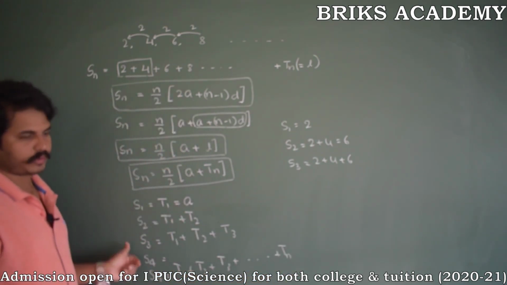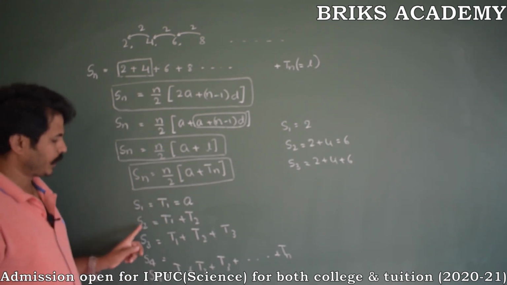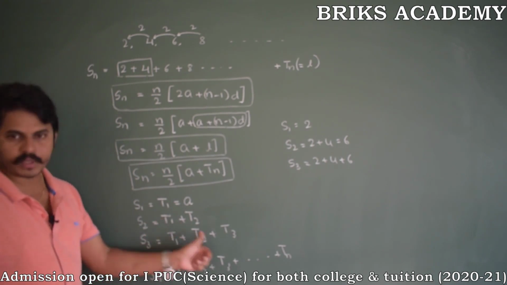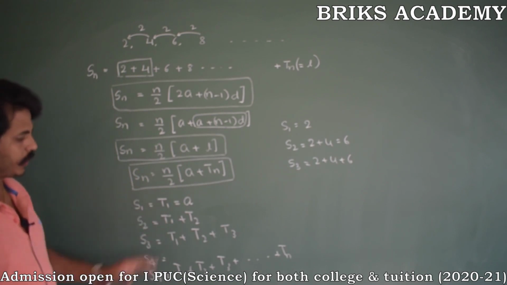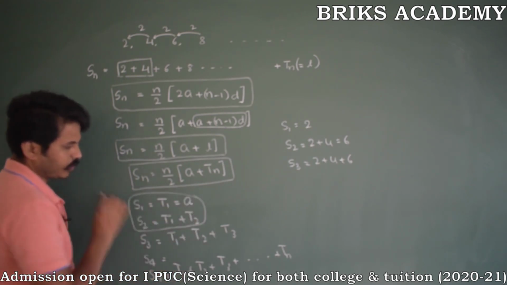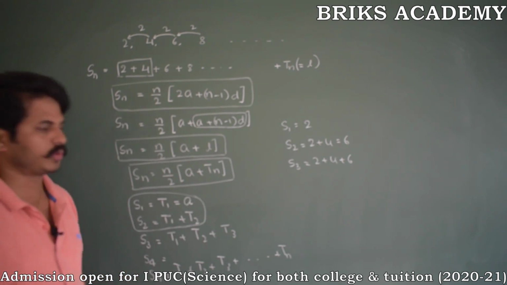You should know this. S1 means sum of first term is nothing but first term only. S2 means sum of 2 terms. S3 means sum of 3 terms. Sn means sum of n terms. You should know the meaning of this also. You should know the meaning of this. If you know it, you can do problems easily.